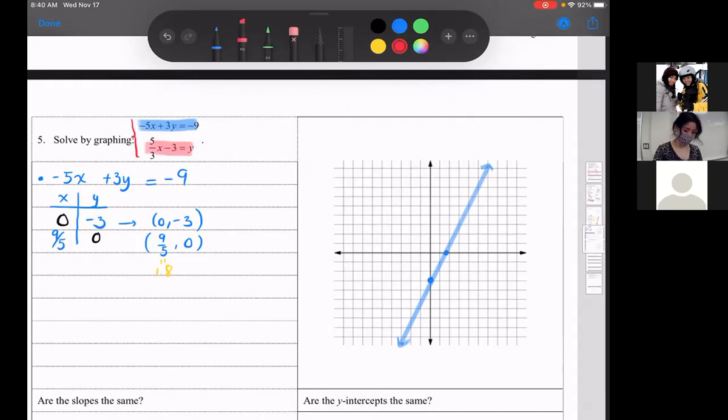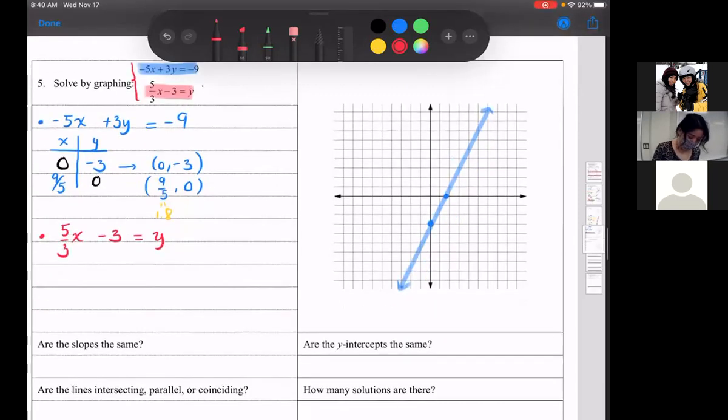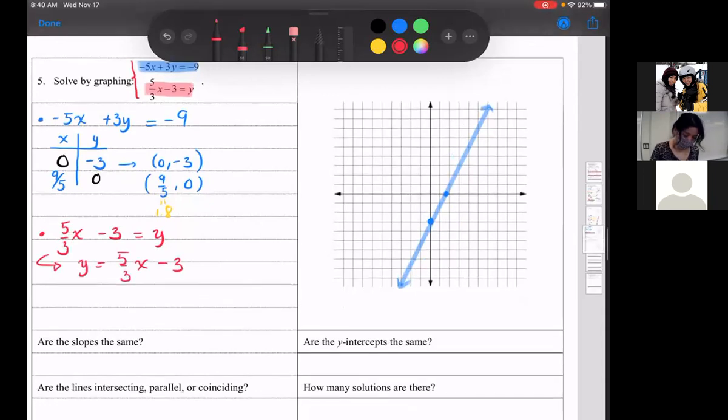Okay. I'll let you copy that down. 5 thirds x minus 3 equal y. If it bothers you, you can rewrite it as y equal 5 thirds x minus 3.